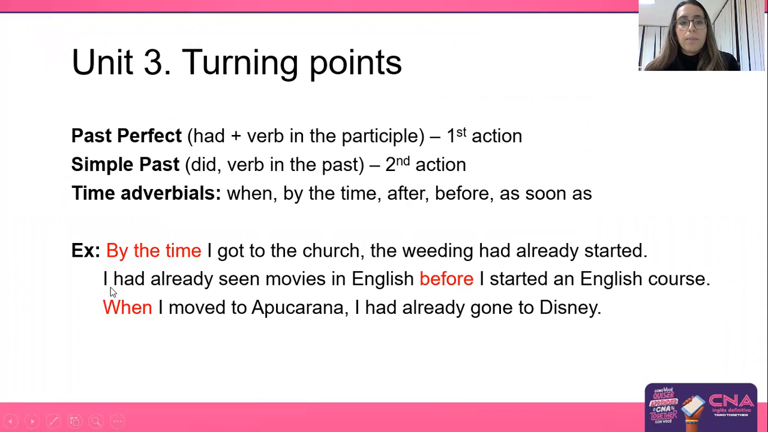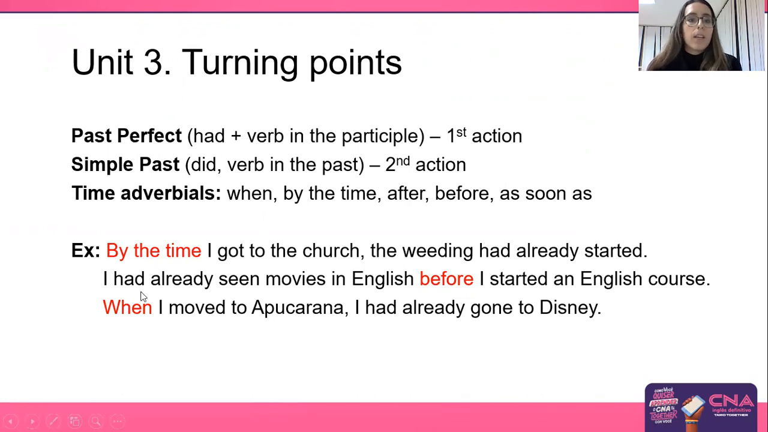The next example. I had already seen movies in English before I started an English course. So the first thing that happened here is I saw some movies in English, and then I started my English course. Take a look at the use of before. And when I moved to Apucarana, I had already gone to Disney. So first I had gone to Disney, and then I moved to Apucarana.